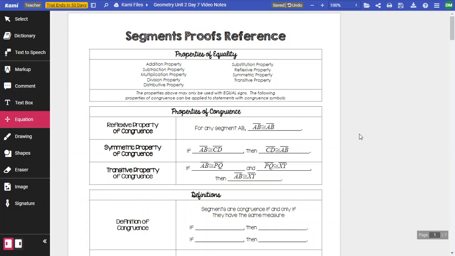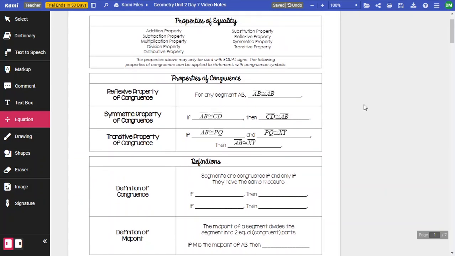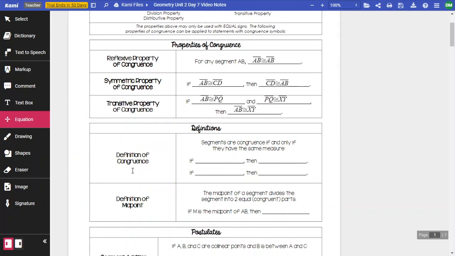Okay, let's talk about definitions, because remember, properties, definitions, theorems, and postulates are the reasons that you're going to be able to use in any proof. So we are going to throw some definitions out here. So we've got the definition of congruence. So segments are congruent, I should say congruent, not congruence, if and only if they have the same measure. So this if and only if means that this condition goes both ways. So that's actually very useful for us.